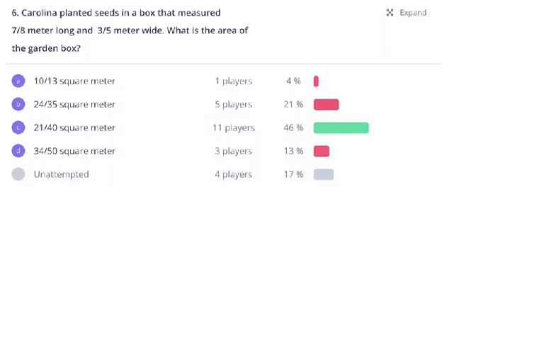to go over the questions that at least 50% of us in this 6th grade class missed. So the first one says, Carolina planted seeds in a box that measured 7/8 meters long and 3/5 meters wide. What is the area of the garden box?